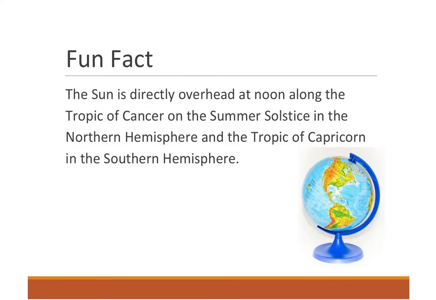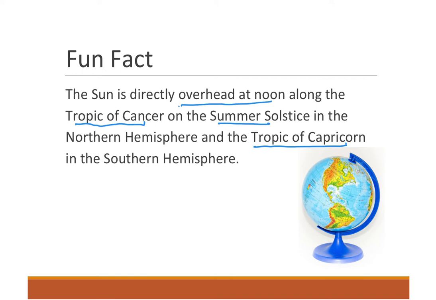In order to experience the sun being directly overhead at noon at the summer solstice, you do need to move a little bit closer to the equator. In fact, it is all along the Tropic of Cancer that the sun reaches that most direct line on the Earth at the summer solstice when you're in the northern hemisphere, and it's along the Tropic of Capricorn if you're at the summer solstice in the southern hemisphere.